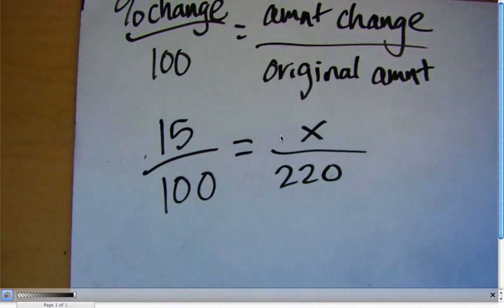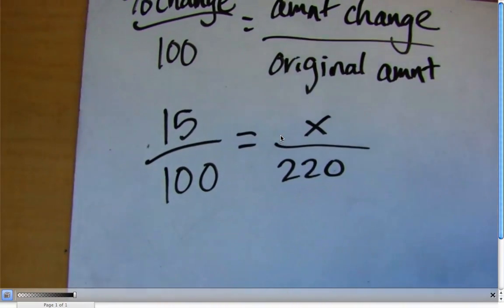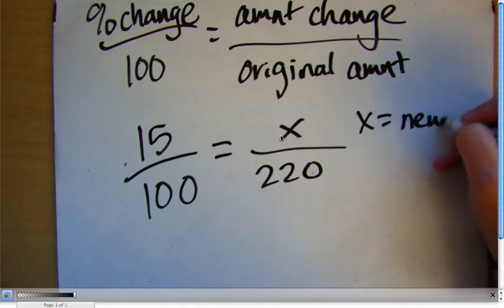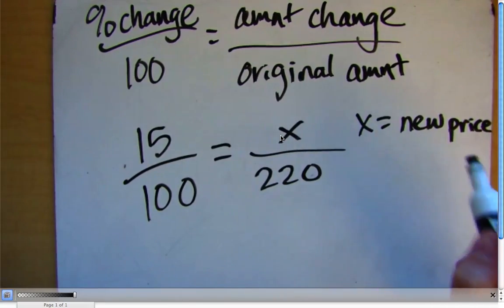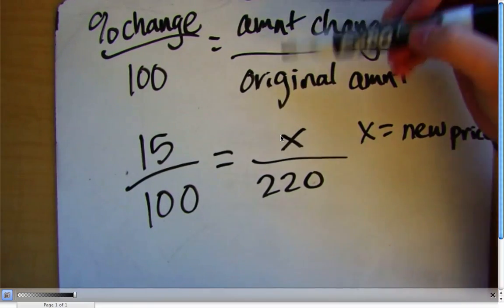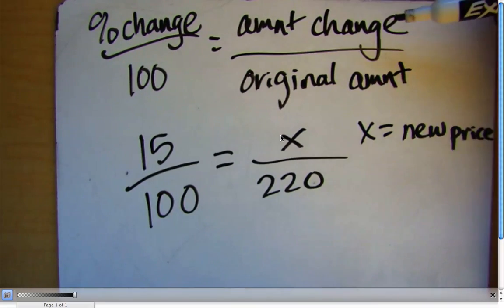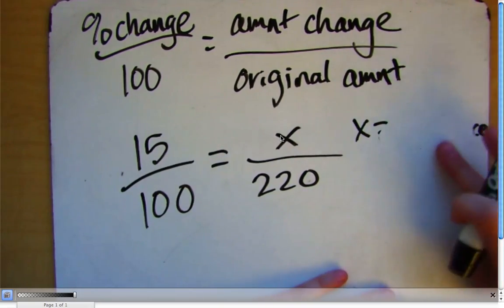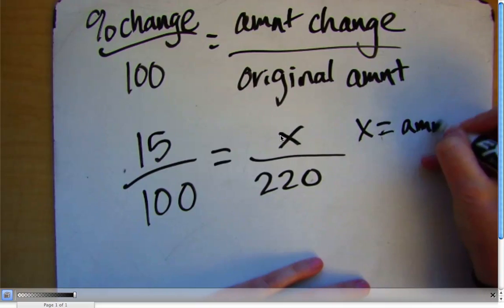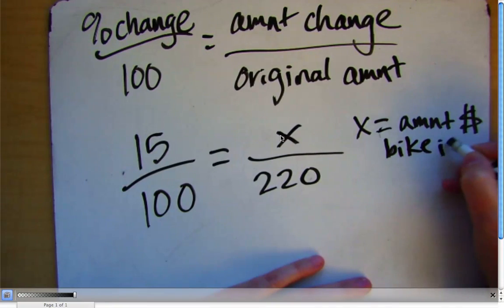Now, looking at this problem again, notice that they're asking for the new price. Okay, what is the new price? Common mistake when I'm defining my variable, because this is a word problem: people will say X is the new price. But is X the new price? Look at this up here. That doesn't say new amount, right? Like original amount down here, that doesn't say new amount. It says the amount it changed. So my X right now is not the new price. My X is how much the cost is going up. So amount, cost, so I'll do money, bike, increases.